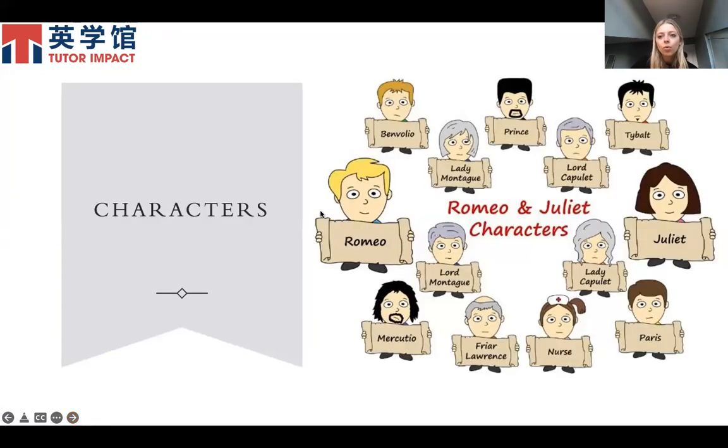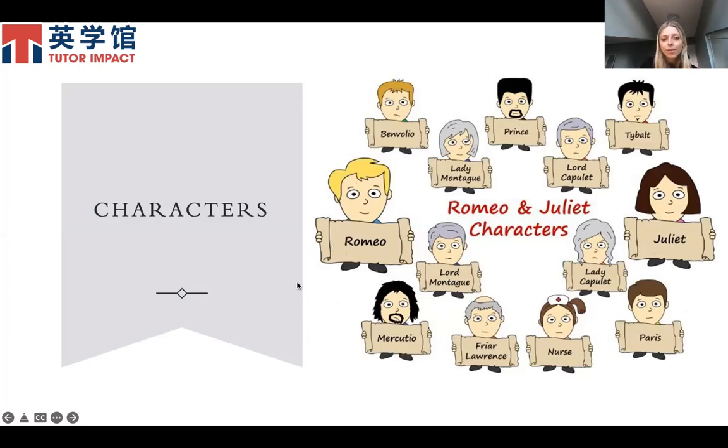So we have all of these characters who feature at some point in the story. The two main characters in this story are Romeo and Juliet, which you might have guessed from the name of this play. Now, Romeo is from, if you remember, we spoke about those two families. Romeo is from the Montague family. So he is Romeo Montague, and Juliet is from the Capulet family. So Juliet's from the Capulets and Romeo is from the Montagues.